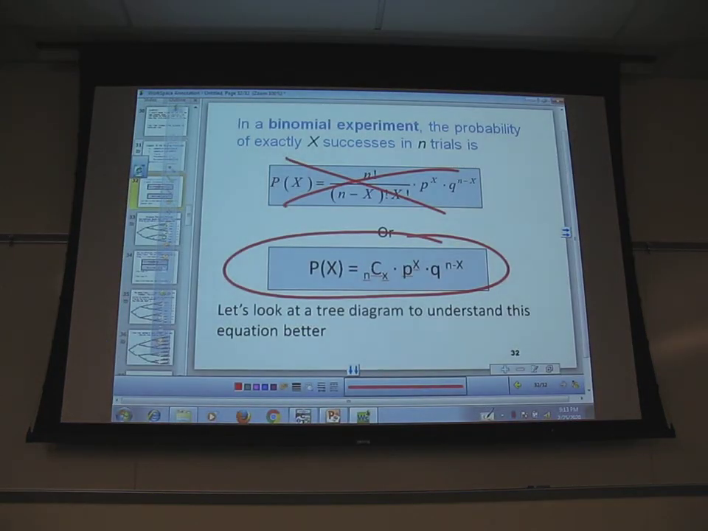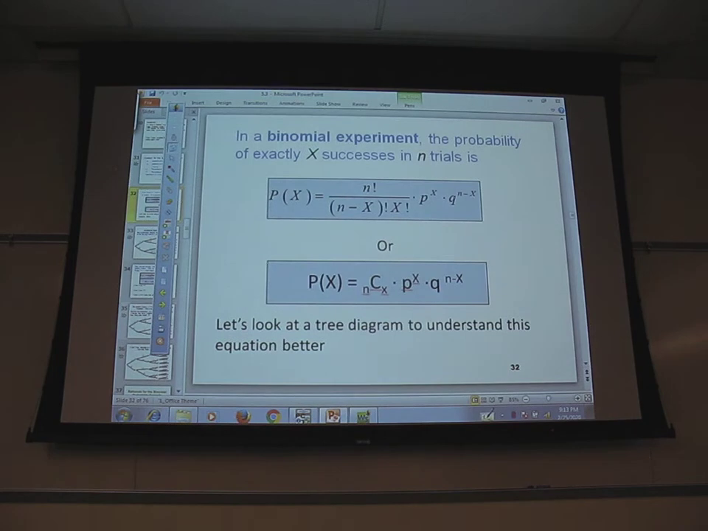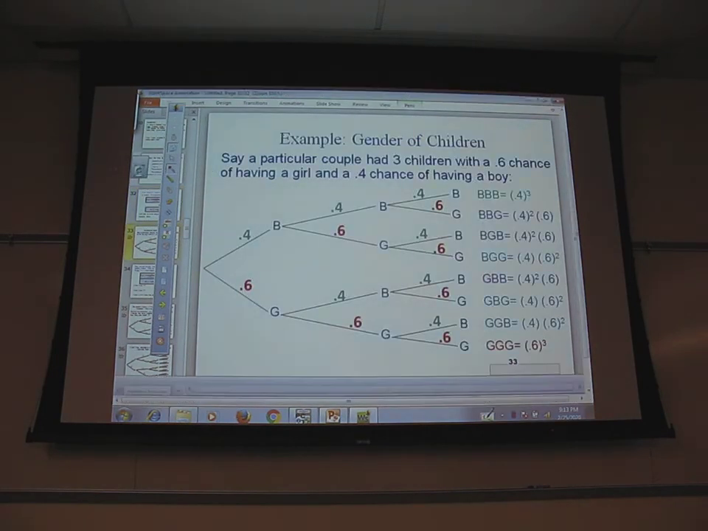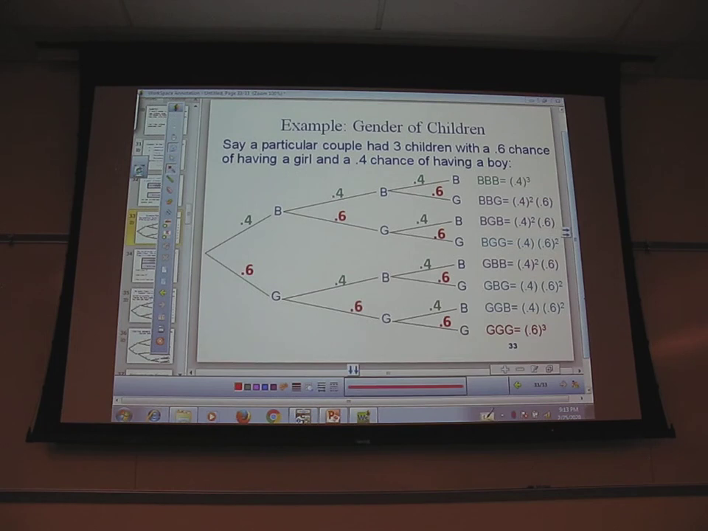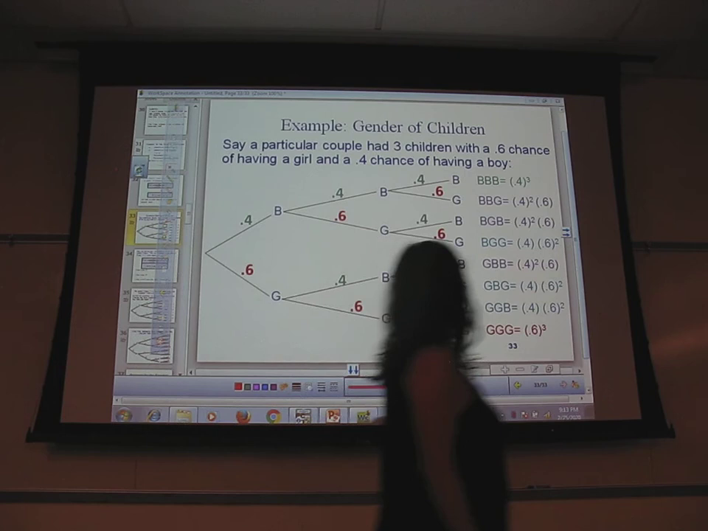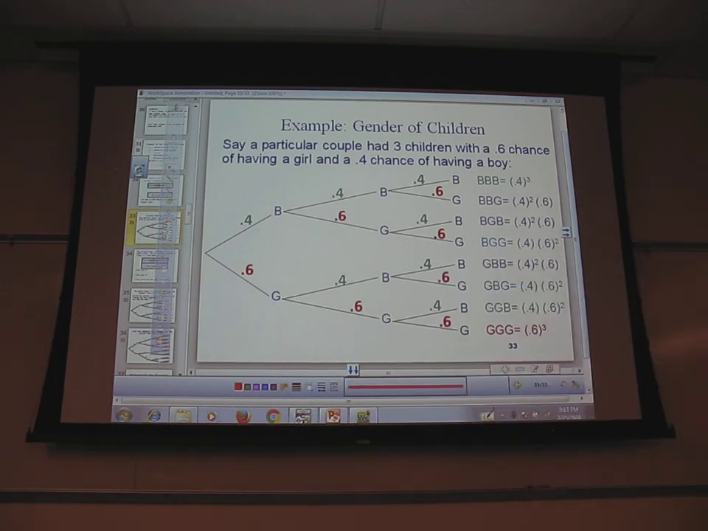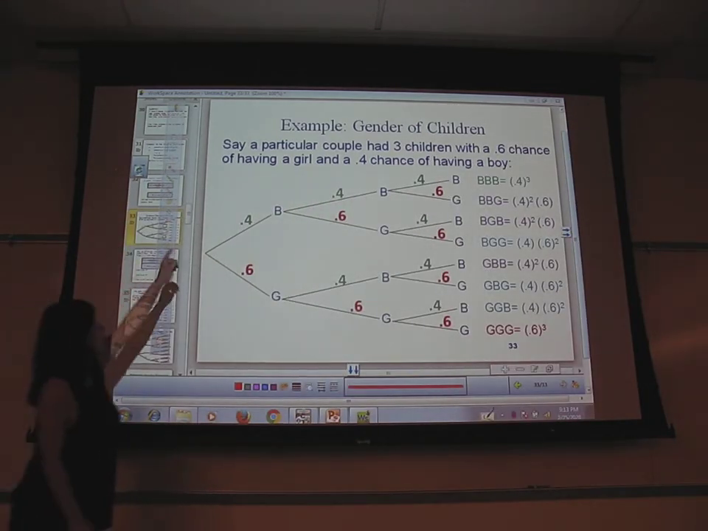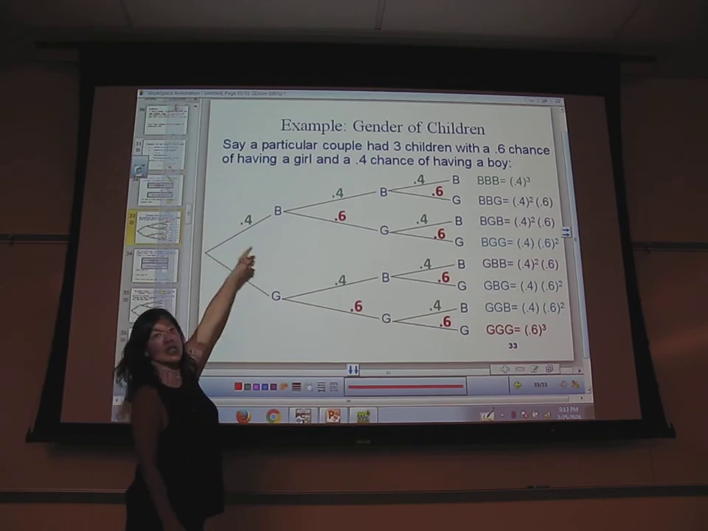Let's try to understand the formula. First we'll take a look at a tree. There's a couple going to have 3 children. Each child has a 0.6 chance of being a girl and a 0.4 chance of being a boy. Here is the tree for that. This should be eminently familiar to you guys. The first kid could be either a boy or a girl: 0.6 chance of girl, 0.4 chance of boy.